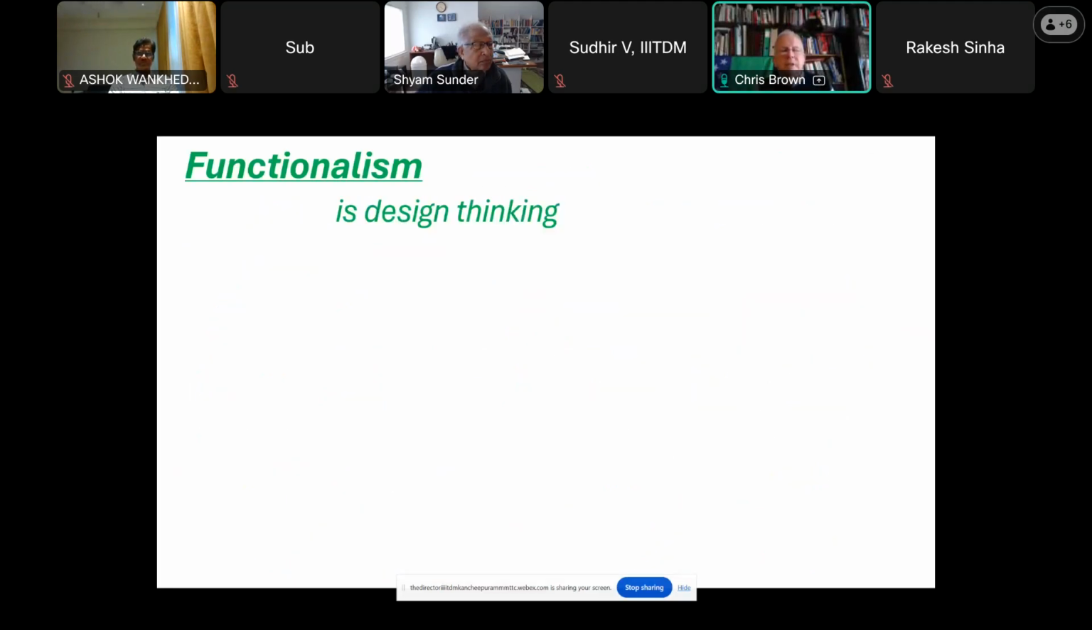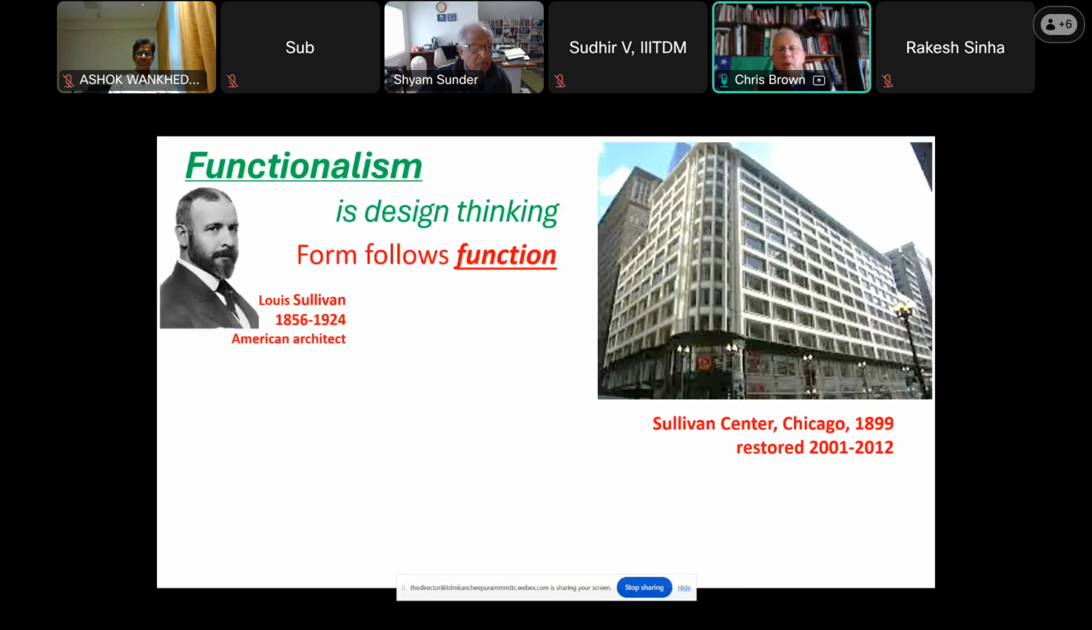Functionalism, this is fundamental to design thinking. And we've known this now for many years. Louis Sullivan, form follows function. So function comes first, then the form. And this was a revolution in architecture.